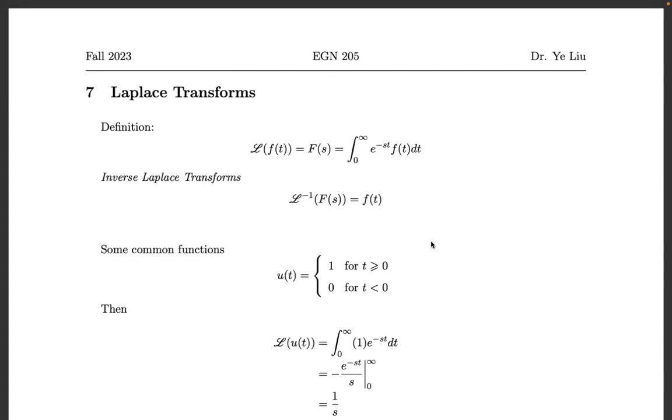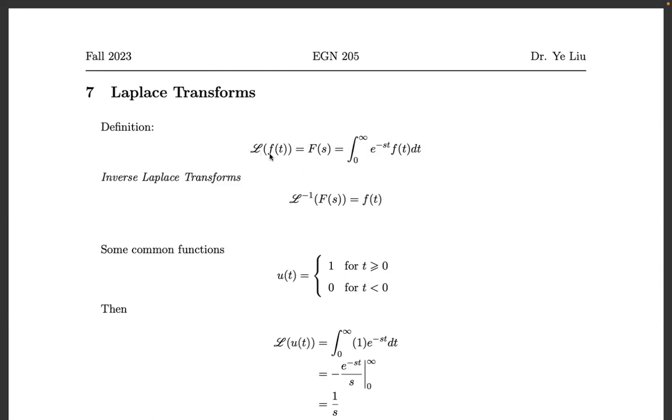Chapter 7, Laplace transform. Laplace transforms convert a function from the time domain to the s domain. This formula is the definition of the Laplace transform.